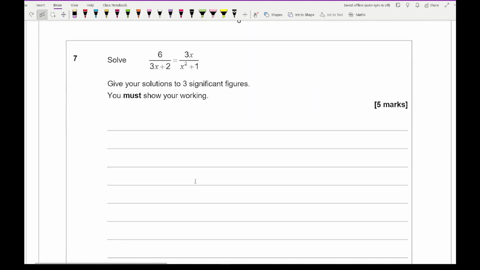Then moving on to question 7. It says here we've got to solve 6 over 3x plus 2 equals 3x over x squared plus 1. Give your solutions to 3 significant figures, and it's worth 5 marks. Because we've got a fraction equals a fraction, I can cross multiply. So what I've got is 6 lots of x squared plus 1 equals 3x plus 2. Again, all I've done there is cross multiply.